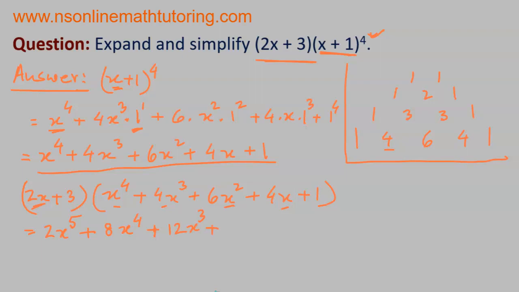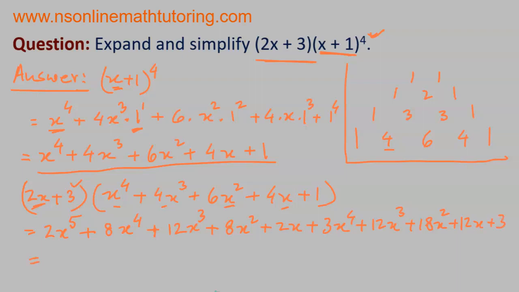Then we come to 2 times 4, it is 8 again, and x times x is x square, and 2x times 1 is 2x. Next, we do the same thing, but this time we multiply by 3. So 3x to the power of 4 plus 12x to the power of 3 plus 18x square plus 12x plus 3. Okay.